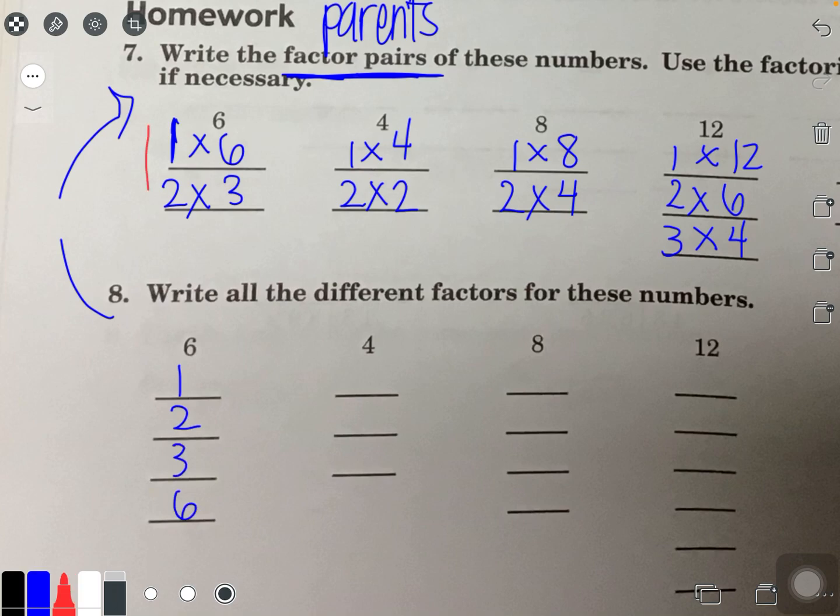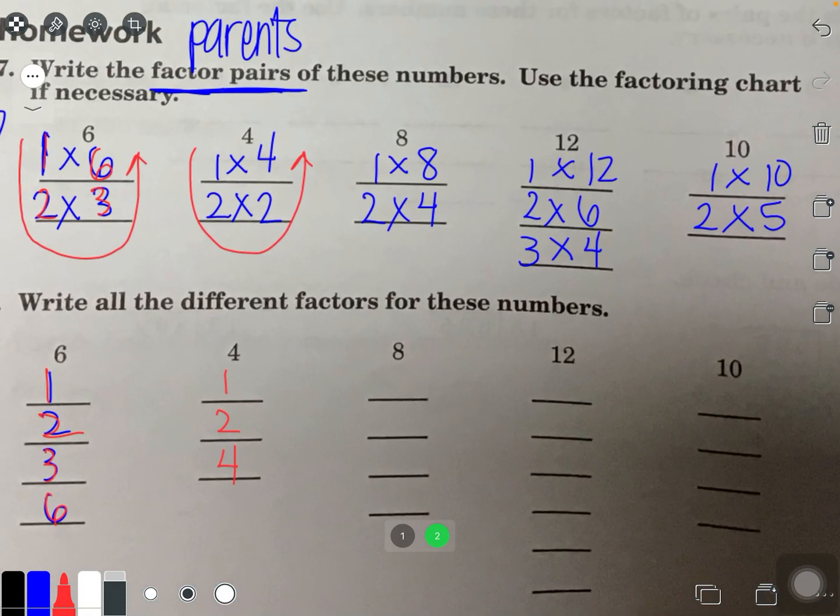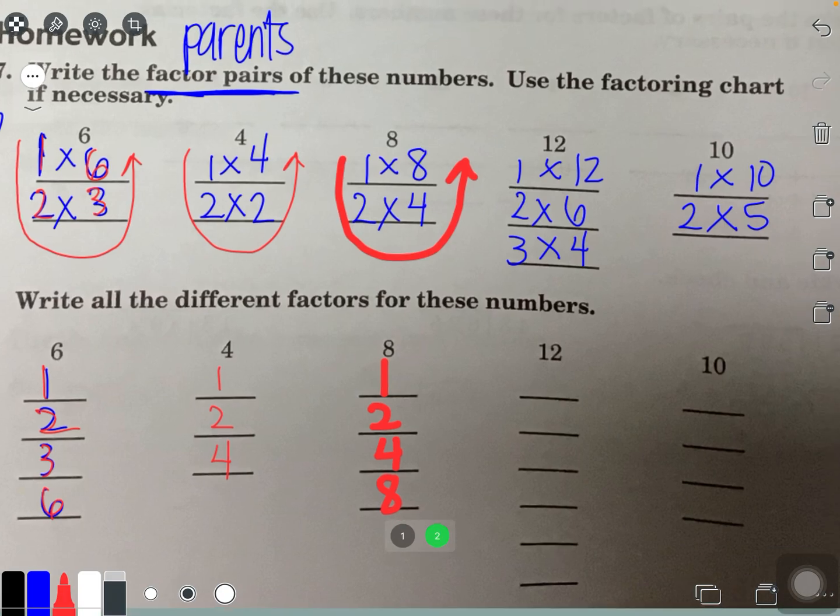Remember how I said it makes like a happy face? Right? We go down and then up. So that's like a happy face. We did 1, 2, 3, 6. So for 4, I make that happy face again. 1, 2, and 4. I don't need to put 2 twice because it's already there. For 8, with that happy face again, 1, 2, 4, 8. I'm starting from the smallest and ending at the biggest number.